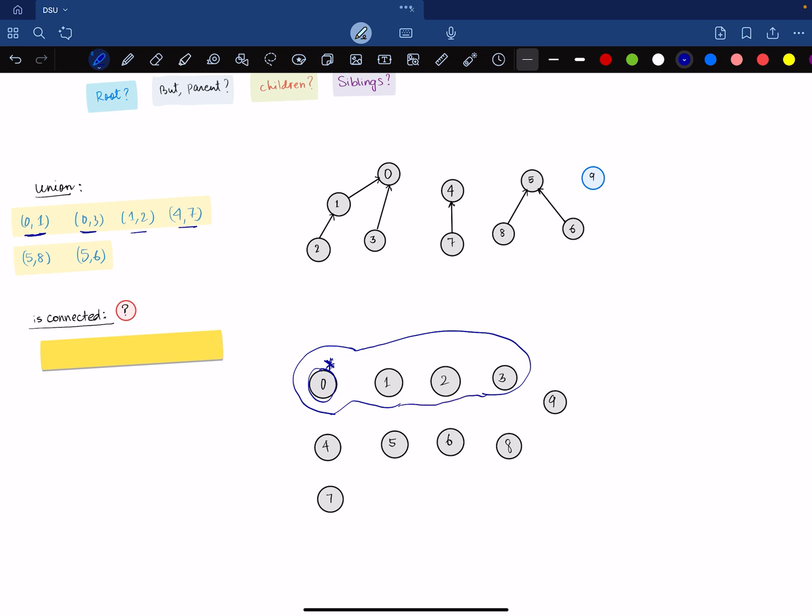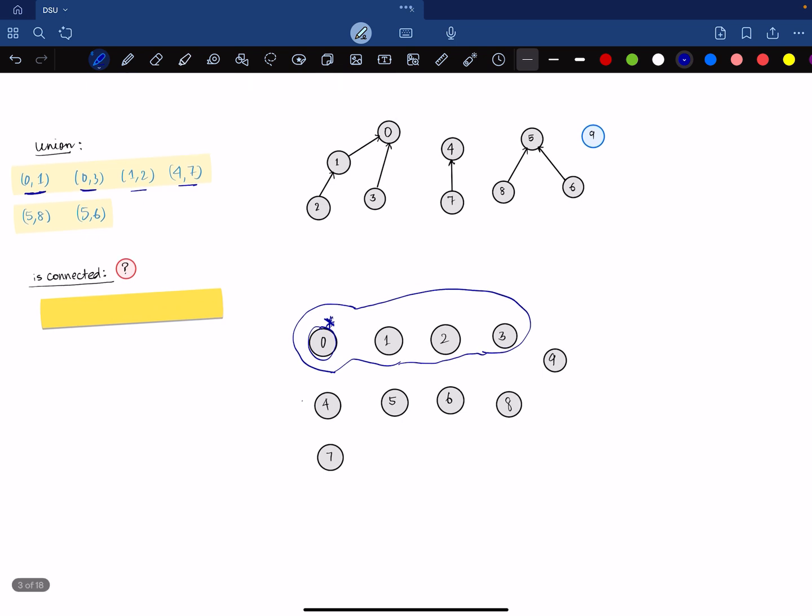Okay, can we connect 4 and 7? They are not connected now. So let us consider 4 as the root and let us fuse 7 with it, and we got a different state. Hey, can we connect 5 and 8 or 5 and 6?